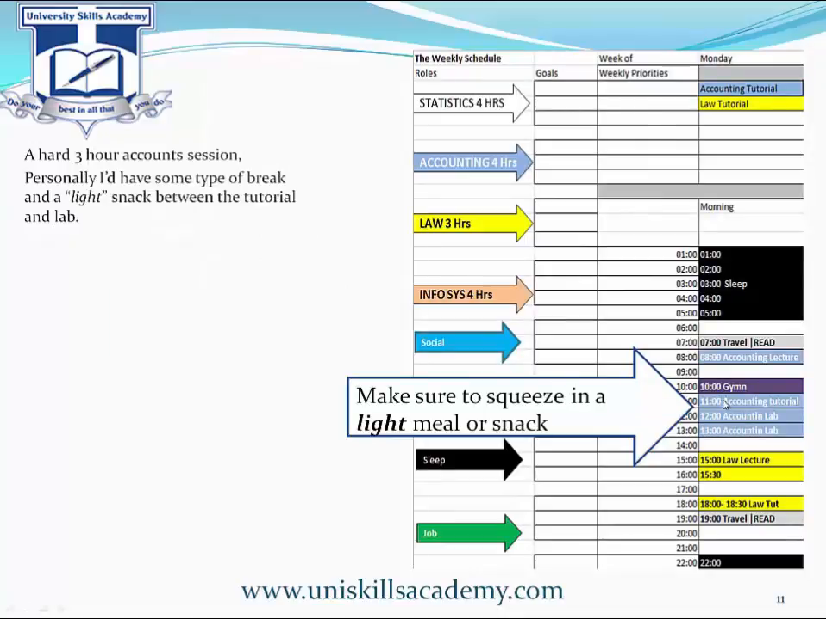After the gym, 3 hours of accounting back to back. It's pretty solid. So somewhere in there you want to squeeze in a light meal or a snack. Don't have a heavy meal, it'll affect your concentration. But keep your energy up and therefore your concentration up.